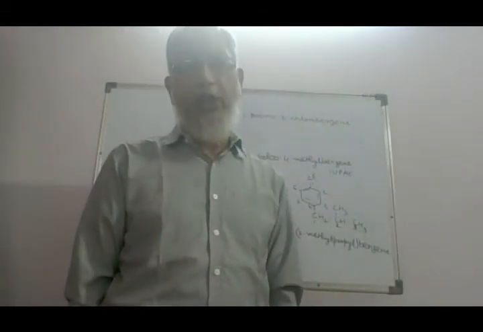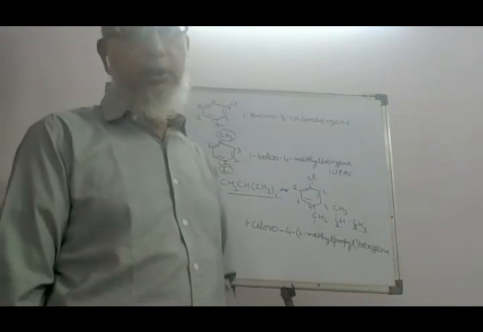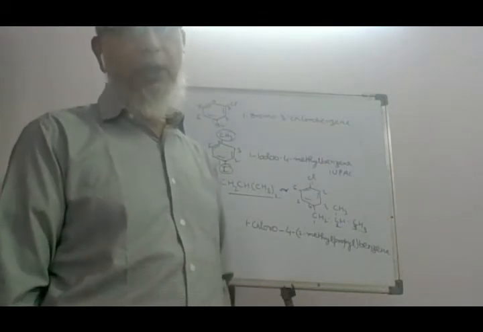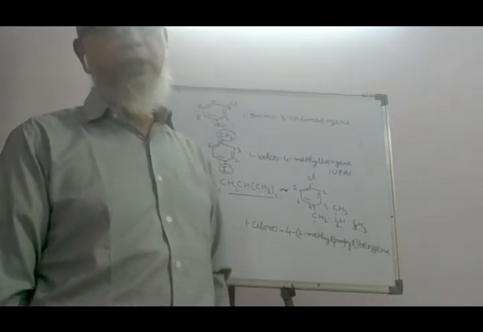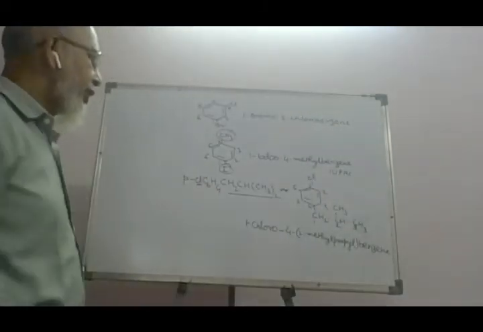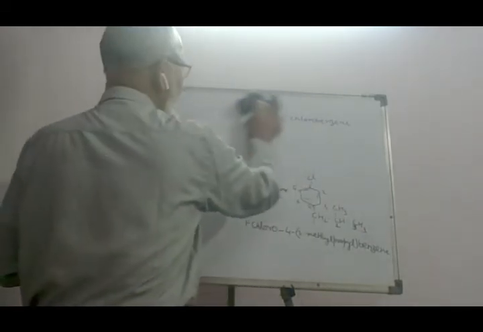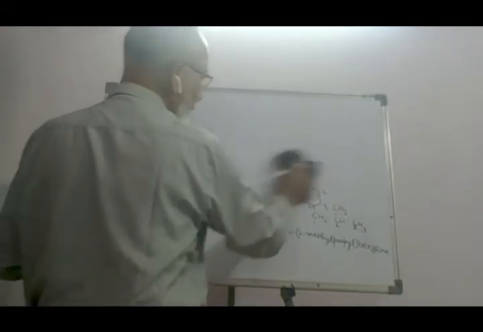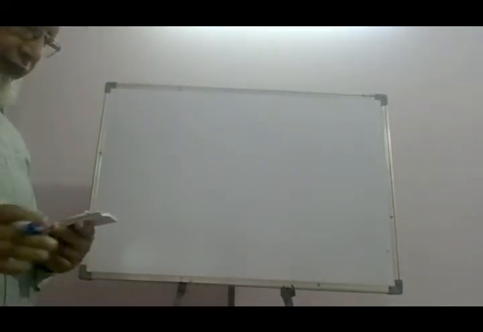So suppose there are 7 carbon atoms in the side chain and benzene is attached, then it will be called phenylheptane, assigning the position of the phenyl group also. If it is attached at the first carbon atom, then it will be 1-phenylheptane. Likewise, there may be 2, 3, or whatever is the position.